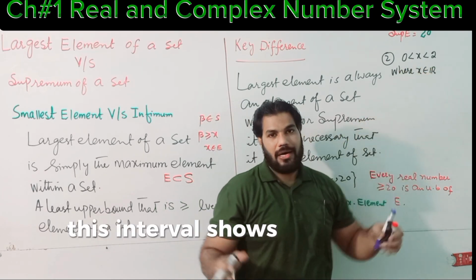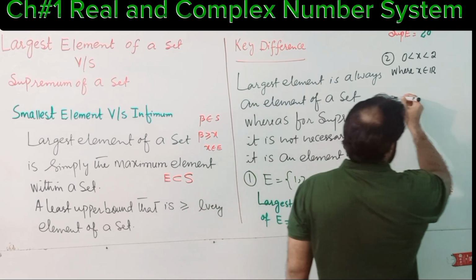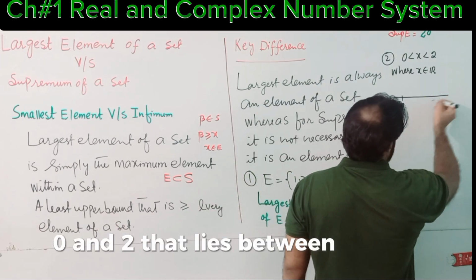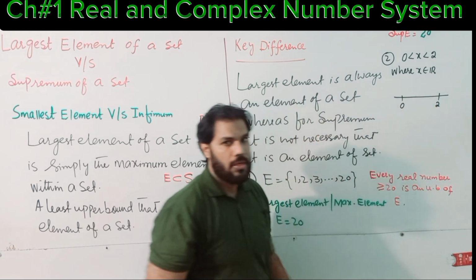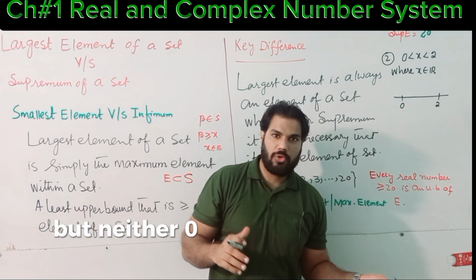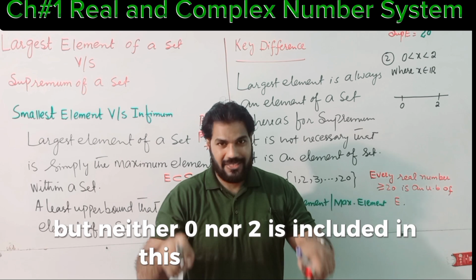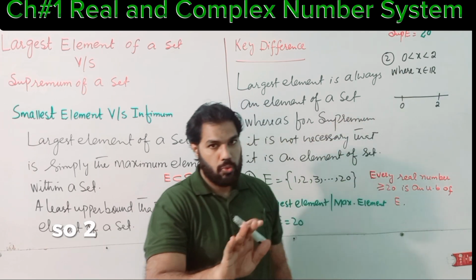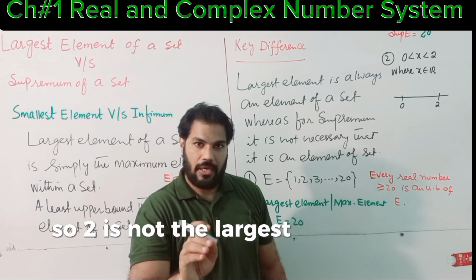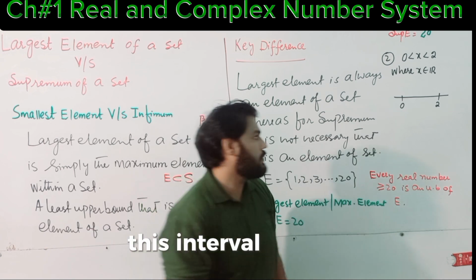This interval shows all the real numbers that lie between 0 and 2. But neither 0 nor 2 is included in this set because this interval is an open interval. So 2 is not the largest element of this interval.